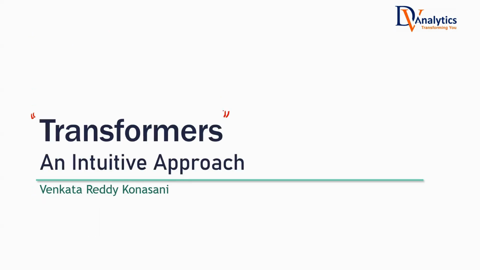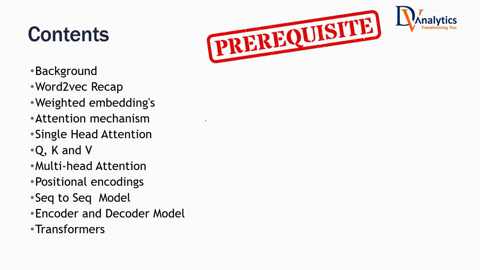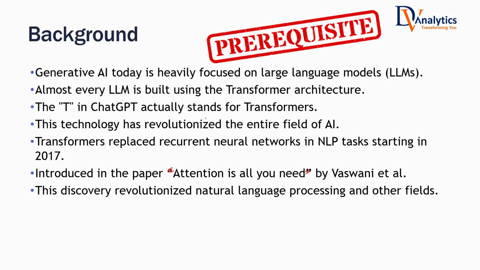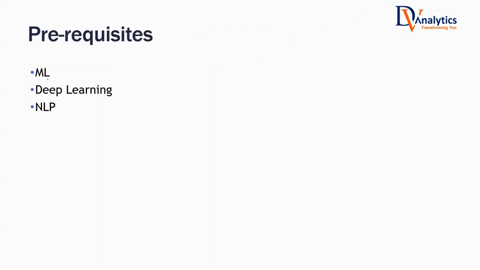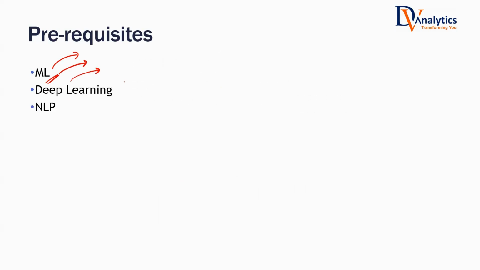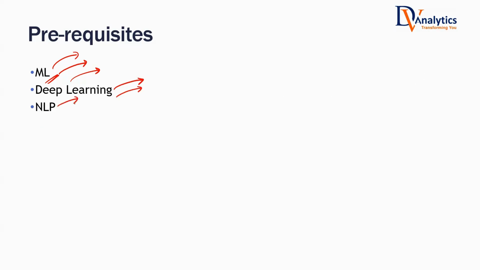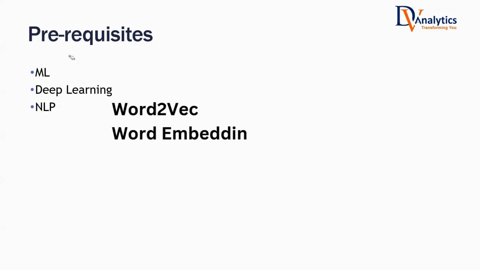Transformers, you cannot directly understand as it is. There are some prerequisites. You cannot directly get started with transformers. Transformer may look like an independent topic, but it is not. For you to understand transformers, you have to be good with machine learning, or at least a couple of algorithms like linear regression, logistic regression, artificial neural networks. You have to be good with deep learning. You have to understand what recurrent neural networks and long short-term memory are. You have to be good with NLP. Within NLP, you have to understand what Word2Vec, word embeddings, etc. are.